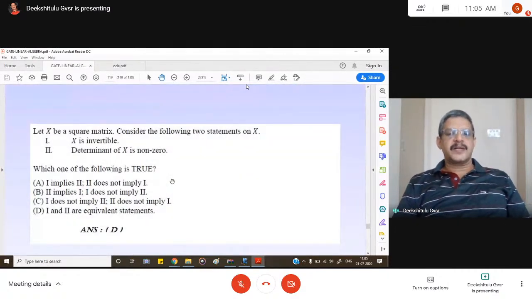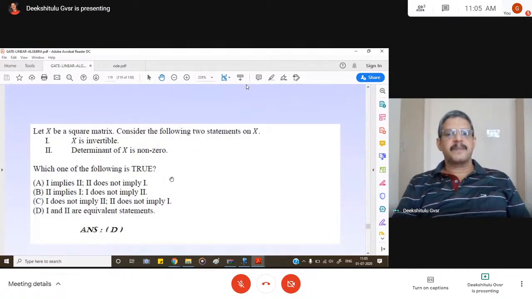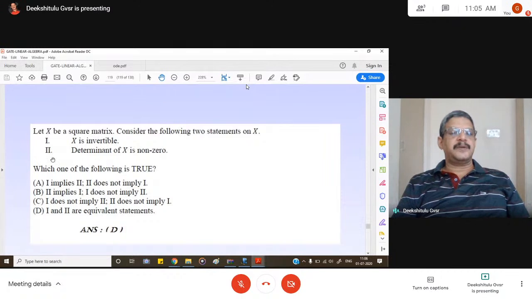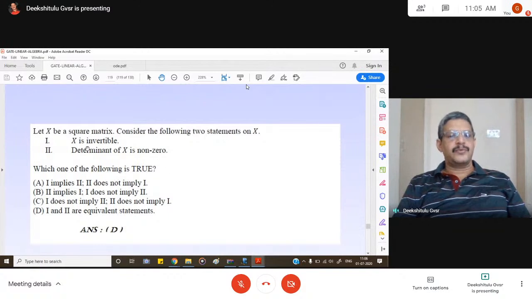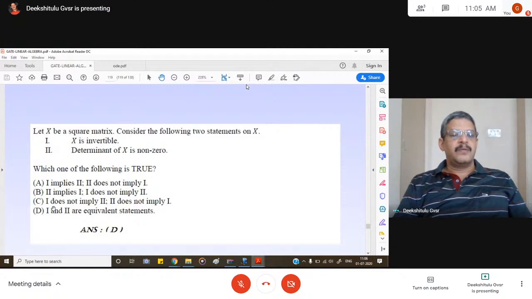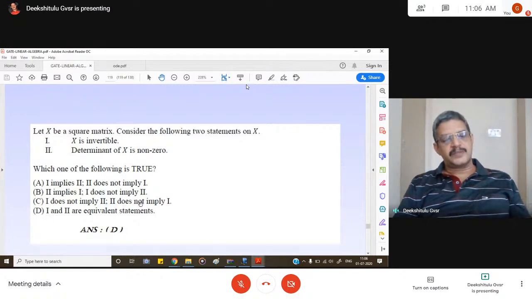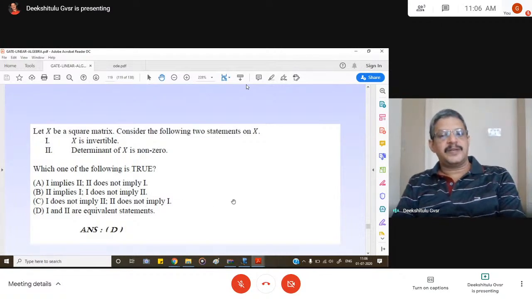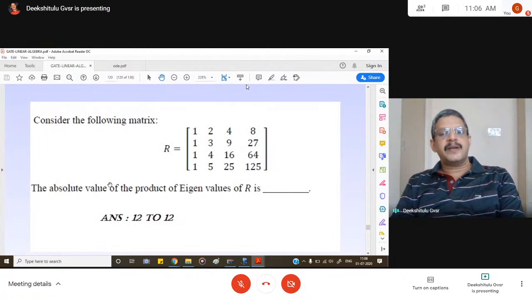Let X be a square matrix. Consider the following two statements on X: one, X is invertible; two, the determinant of X is non-zero. Which one of the following is true? Statement 1 does not imply 2 is wrong, and so on. Statements 1 and 2 are equivalent. Whenever the determinant is non-zero, the inverse exists, and whenever the inverse exists, the determinant is not equal to 0. Both are equivalent statements.